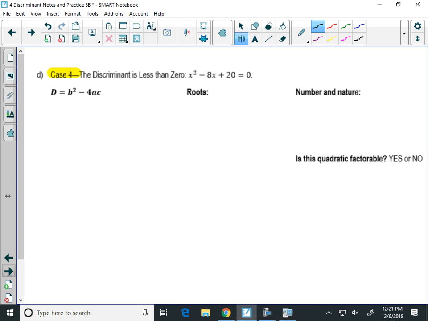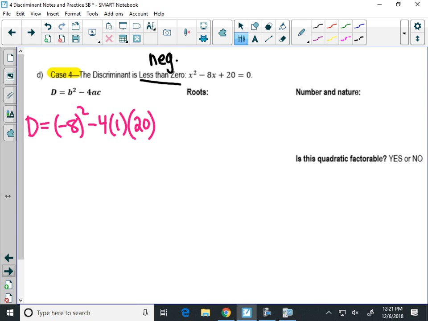All right, so the discriminant is less than 0. What's another way to say less than 0? Negative. Okay, so we want a negative discriminant here. So let's calculate and see what the discriminant is that we're getting. D equals, no, I was doing it wrong. Negative 8 squared. Sorry, I was jumping right to the quadratic formula. Minus 4 times a times 20. 64 minus 80. What does that give you, Shane? Negative 16. Okay, so that's good. We have a negative discriminant, negative 16.